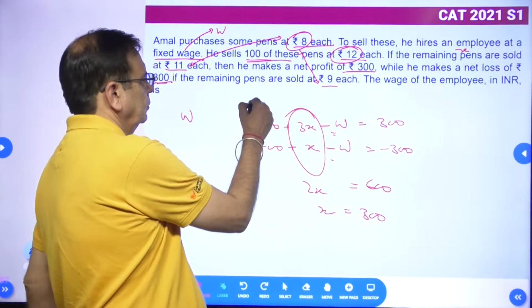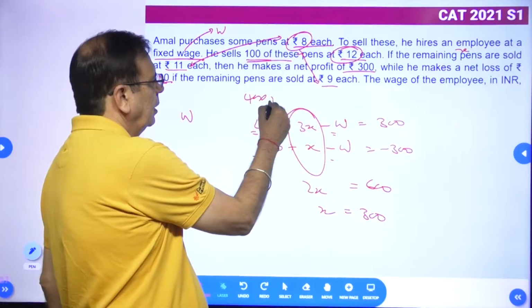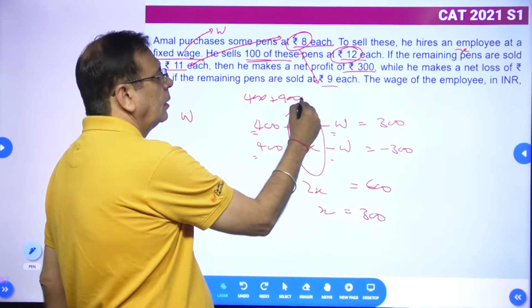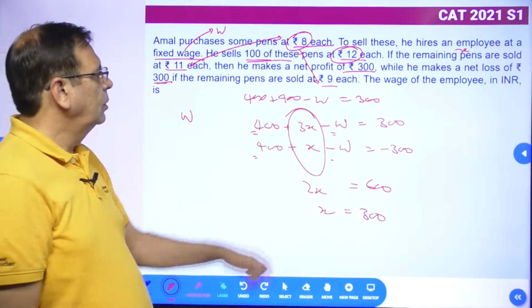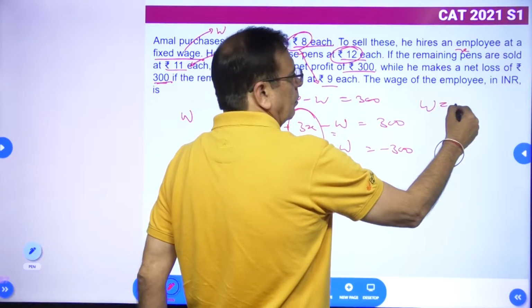So what does it become? 400 plus 900 minus W is equal to 300, since X is 300. So what should be W? W should be equal to 1000.